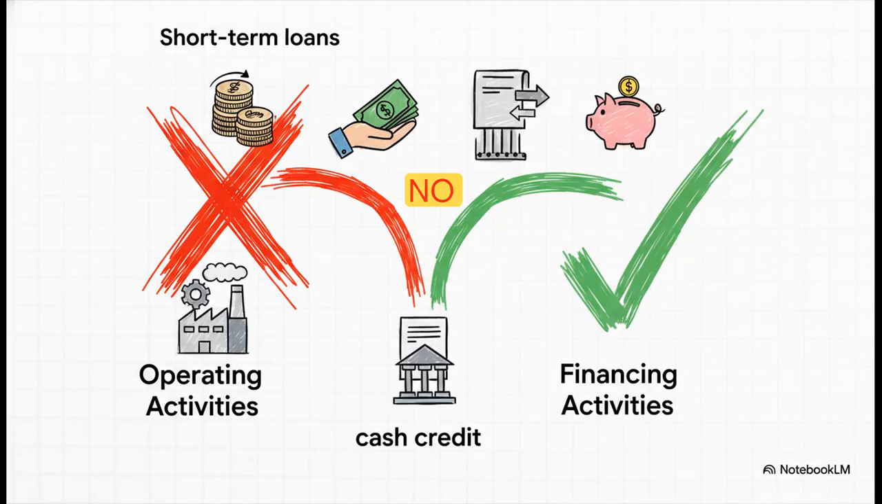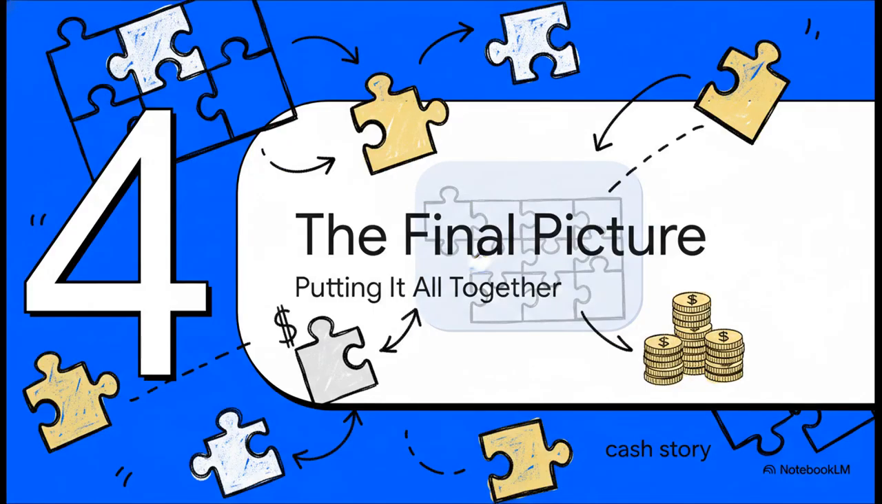Now pay attention, because here's a pro tip that catches so many people. Things like short-term loans, using a cash credit line, or a bank overdraft. They feel like part of the daily operations, right? But in the world of cash flow accounting, they are always considered financing activities. Why? Because they're methods of funding the business, not part of the core business itself. Big difference.